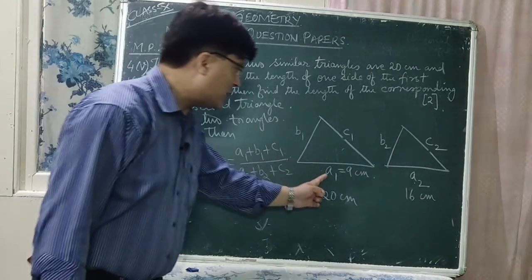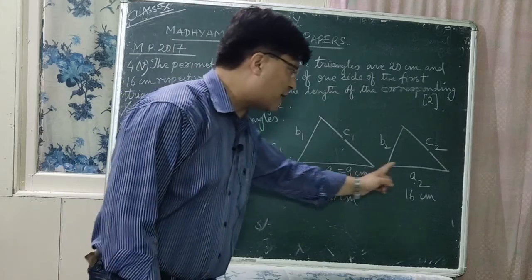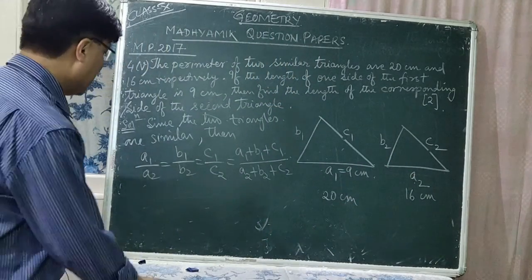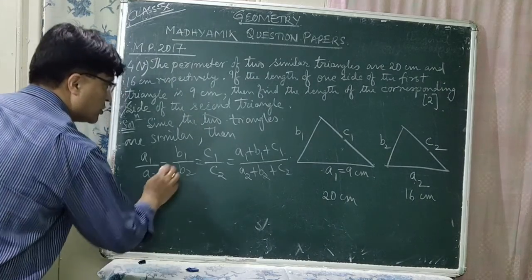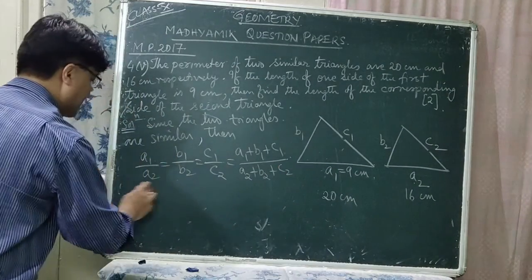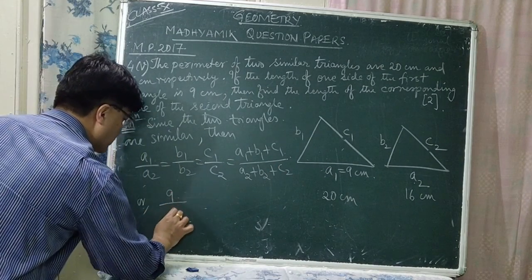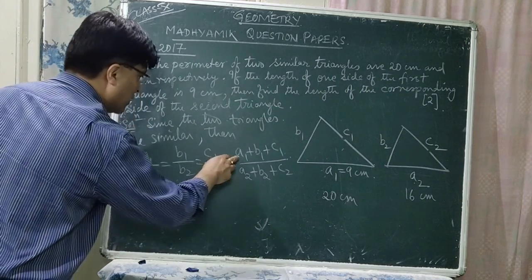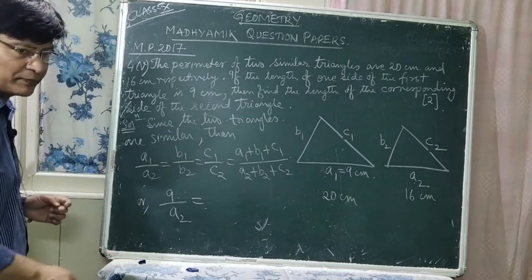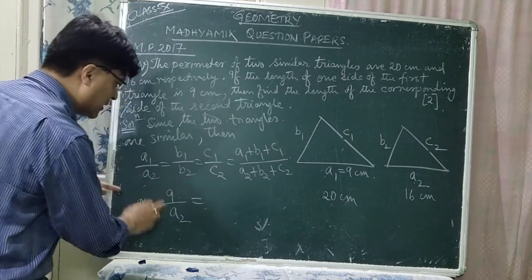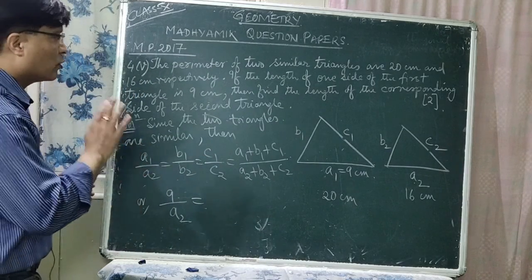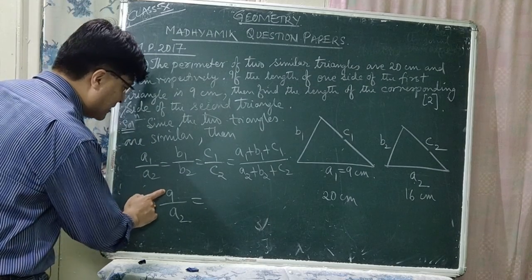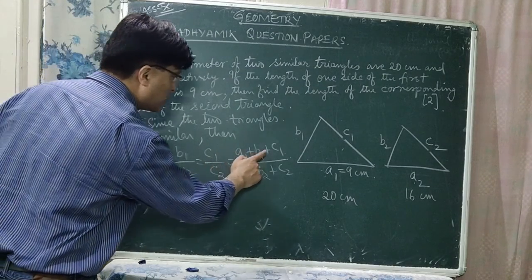Now since a1 is equal to 9 centimeter, its corresponding side here is a2, you should get the length of a2 now. Okay, so let us take a1 as 9 centimeter, that is 9 upon, you should get the corresponding side a2, which is equal to, now you can equate first and last only. So equating first and last, you can get the value for a2, that is the corresponding side of the second triangle.